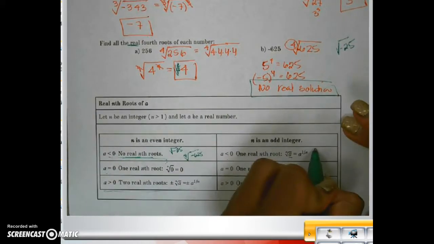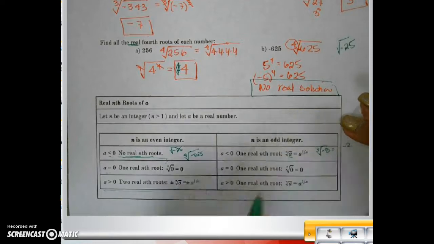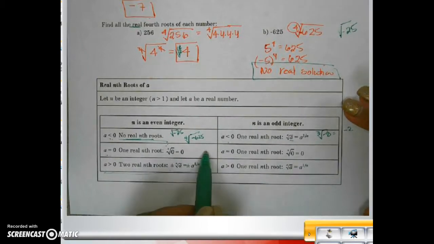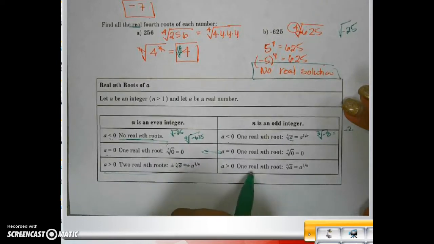So an example of this is the cubed root of negative 8. That equals negative 2. The square root, fourth root, sixth root of 0, always going to be 0. So these kind of are saying the same thing. And then for a positive number, it's going to equal a positive number here as well.